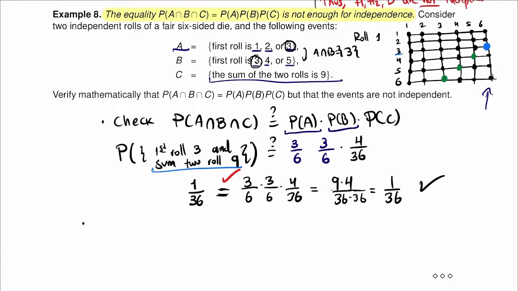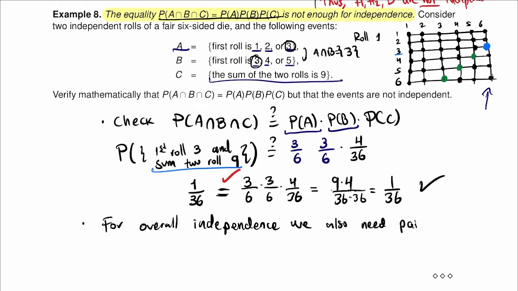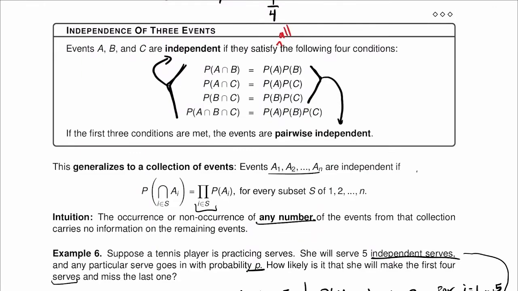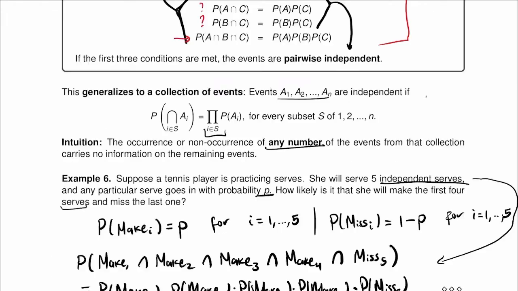Now, remember that for overall independence, we need this condition, right? But we also need the pairwise independence. So we need to check, for example, that the probability of A intersection B is equal to the probability of A times the probability of B. Remember that for independence we need the 4 conditions, and we already know that this one holds, but we have to check that all of the 3 remaining equalities also hold.